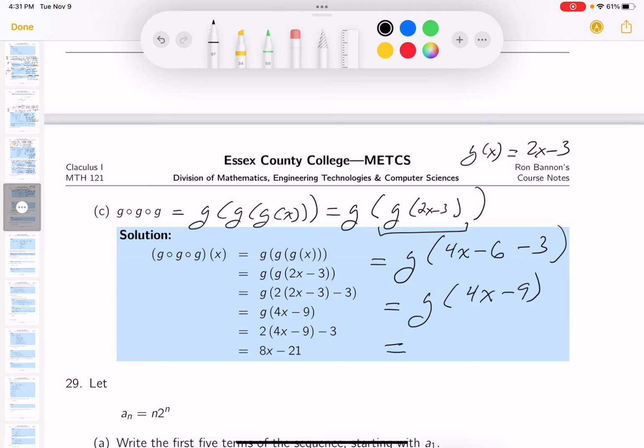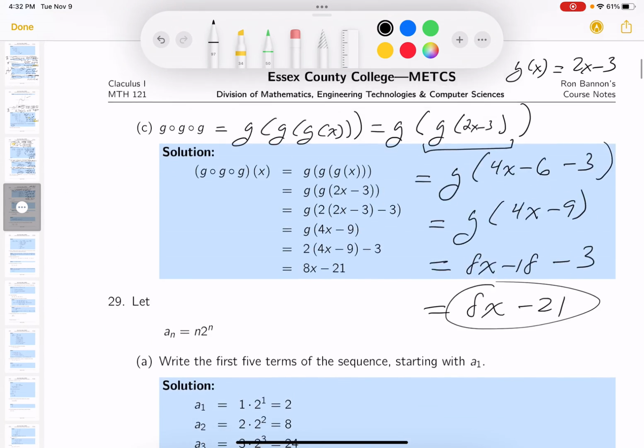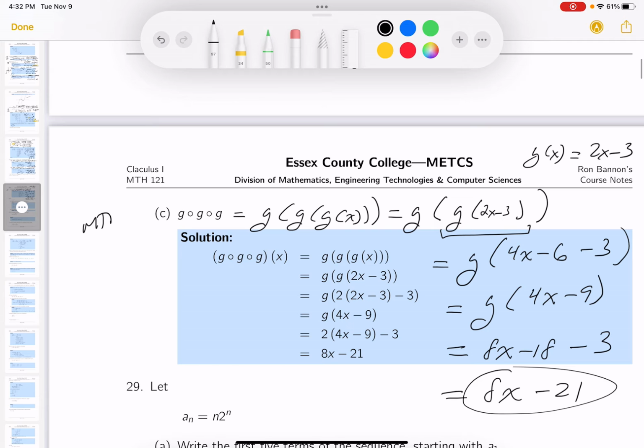What does g do to that argument? It doubles it, which would be 8x minus 18, and it subtracts 3 away from it. What does this give me? 8x. Well, minus 18 minus 3 is minus 21. Relatively simple. All right? All right, this one's a, by the way, this is Math 119.